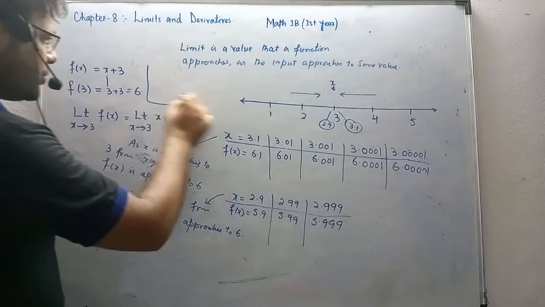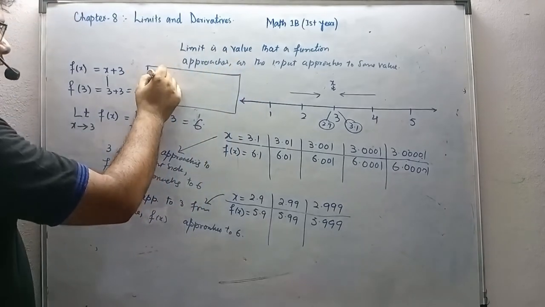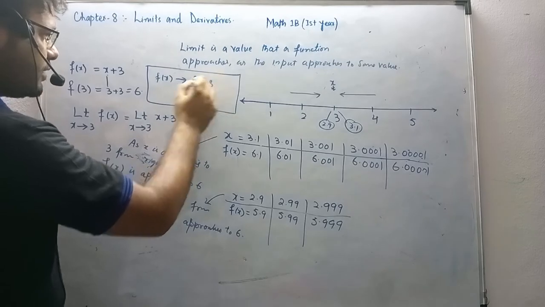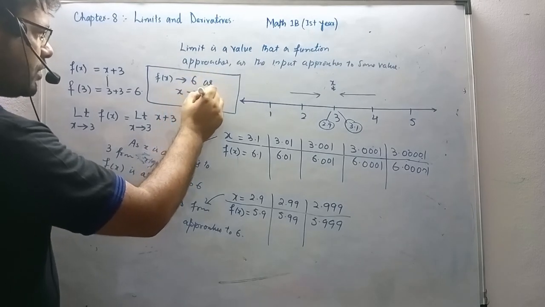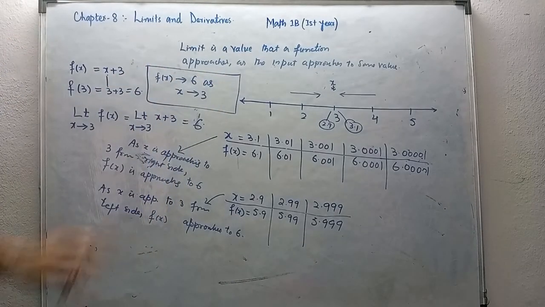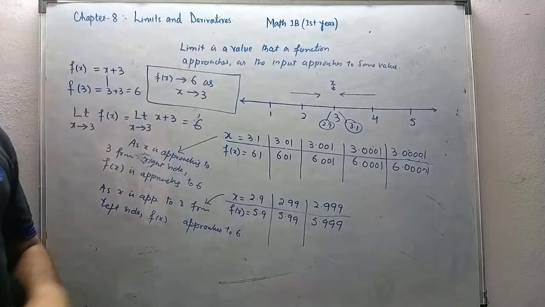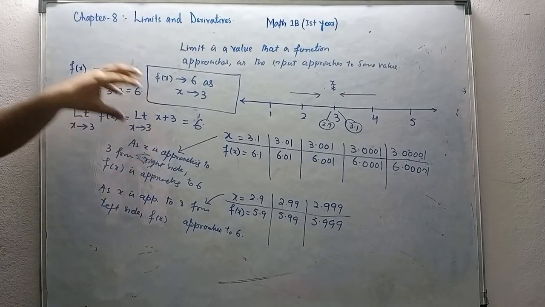So we can say in general, f(x) approaches 6 as x approaches 3. This is the notation of the limit. We can say f(x) approaches 6 as x is approaching 3. This is called the limit.